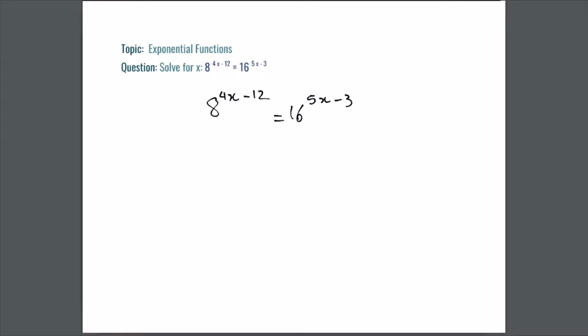Now we're trying another question from the same topic, exponential functions. 8 to the power 4x minus 12 is equal to 16 to the power 5x minus 3. Now we need to change the base 8 and 16 to be the same. So 2 to the power 3 is equal to 8, and 2 to the power 4 is equal to 16. So we're going to replace 8 with 2 to the power 3 and 16 with 2 to the power 4.